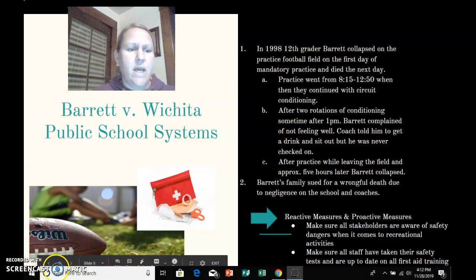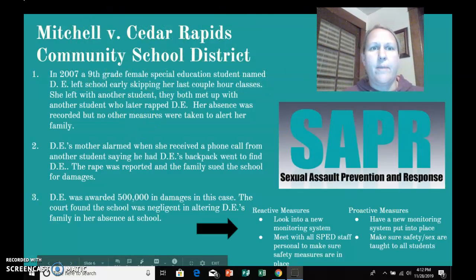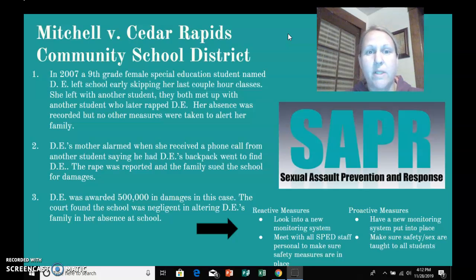My next case is Mitchell versus Cedar Rapids Community School District. In 2007, a 9th grade female special education student named Dee left school early, skipping her last couple hours of classes. She left with another student. They both met up with another student who later raped Dee. Her absence was recorded, but no other measures were taken to alert her family that she was gone. It was recorded and turned into the office.